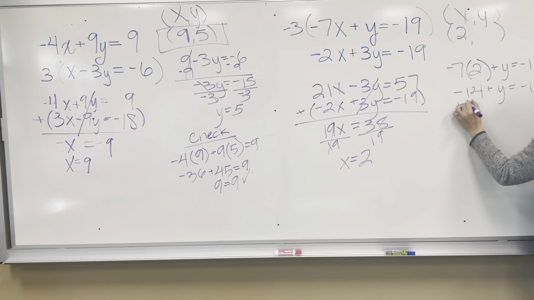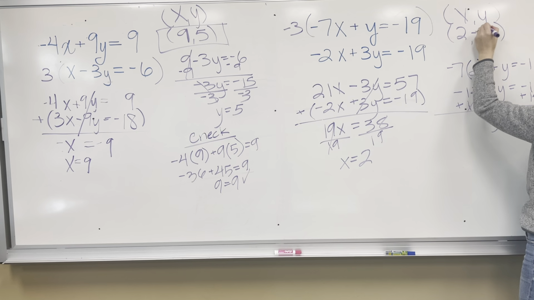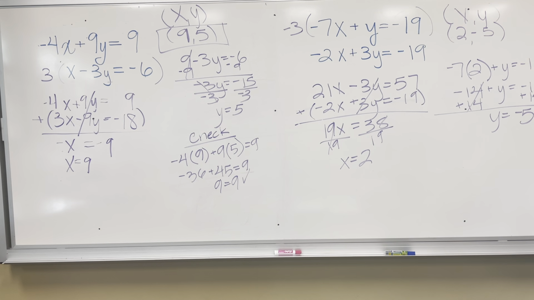negative 14 plus y equals negative 19, add 14 to each side, y equals negative 5. Make sure I did all that math right, that looks good. All right, now we're gonna check.